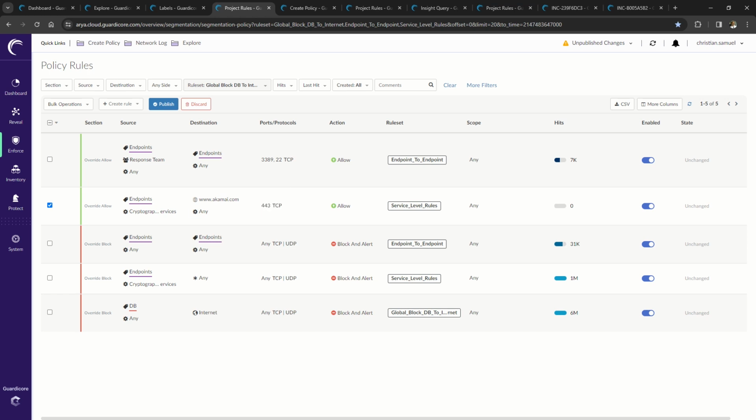You can also write other global block rules, such as to block RDP, SSH, Telnet, etc., and write global allow rules for administrative tasks. So in summary, manually writing rules, usually global block rules with exception allow, can quickly help reduce your attack surface.